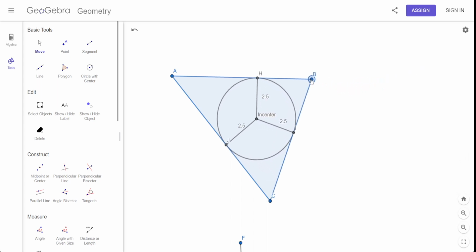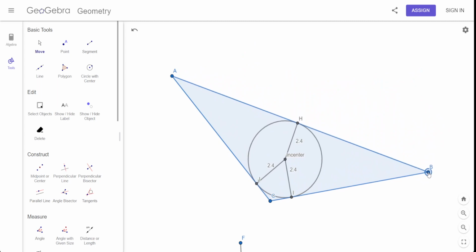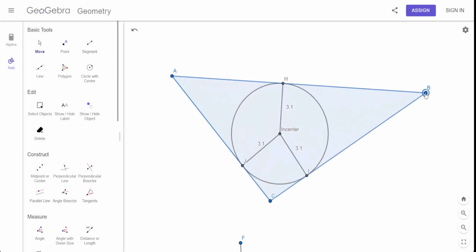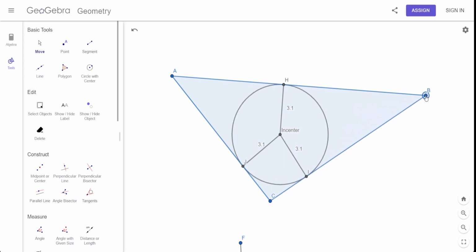Okay, so look, no matter how I draw this, that circle stays inside of the triangle, and look at the radius of the circle. That's always going to be the same. And that must be true, right? Every radius on the circle. I could draw 100 different radii from the incenter to a point on the circle. They'll all be the same exact. Let's just do it just for fun.